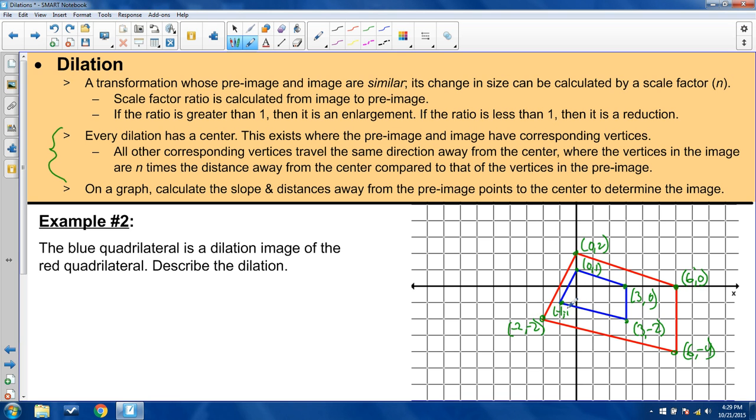So the question becomes, what is the center of dilation, and what was the growth, what was the scale factor? So the way I'm going to find out the center of dilation here, what I was talking about was they travel the same distance away from the center.